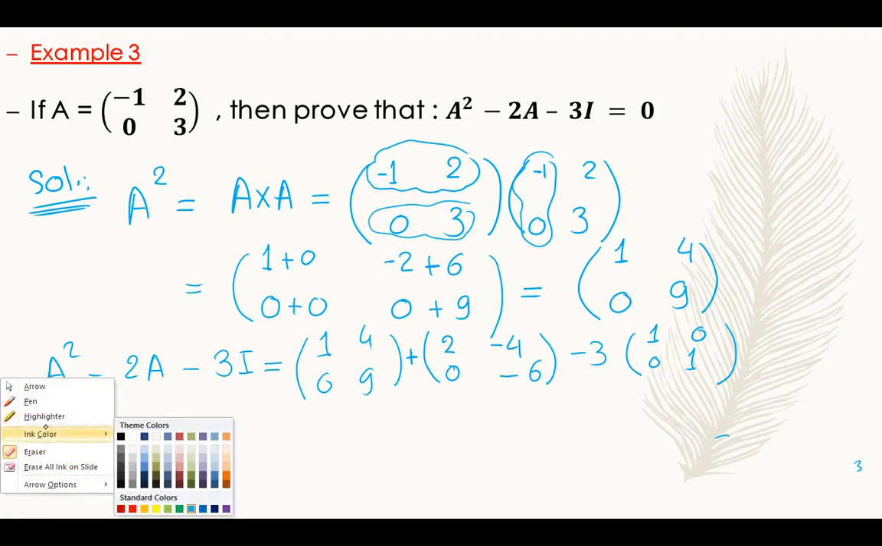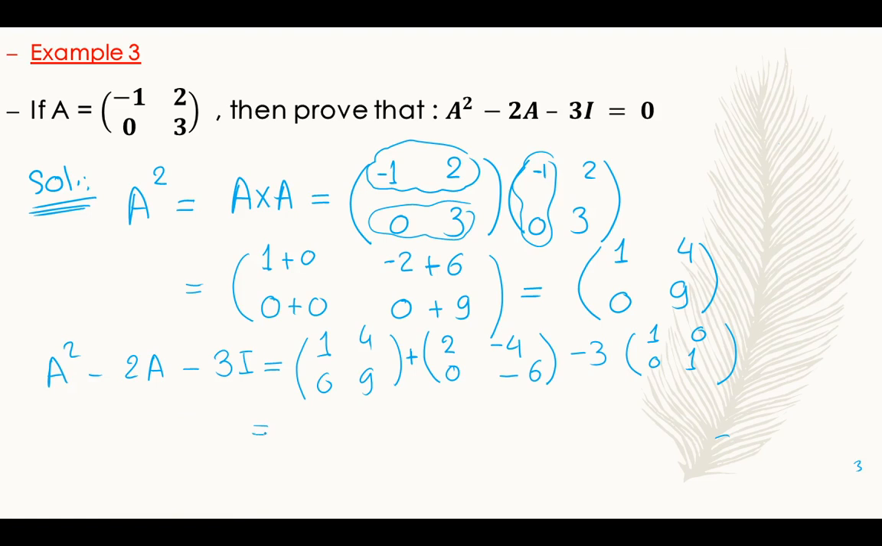Let's go. Here we are going to add 1 plus 2 equals 3. 3 minus 3 equals 0. 4 minus 4 equals 0. Negative 3 times 0 is also 0, so the result here is also 0. 0 plus 0 equals 0. Negative 3 times 0 is also 0. And 9 minus 6 equals 3. 3 minus 3 equals 0.